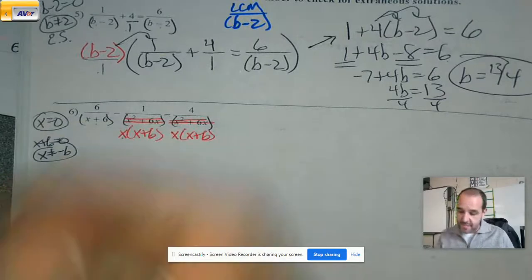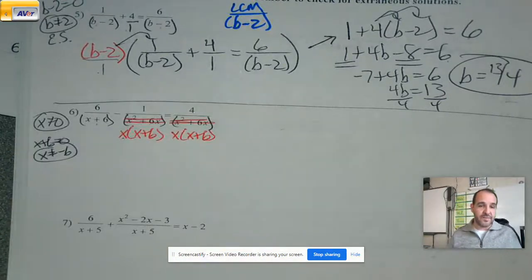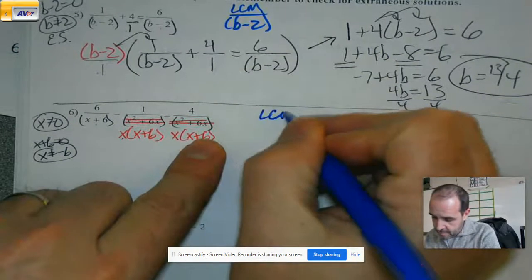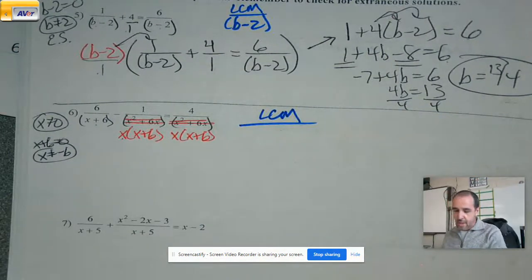So x can't be 0. x can't be negative 6. So if those are one of the answers I get, it doesn't work. Okay, I've got that in the back of my mind as I start this problem up. So then my next issue is to find my least common multiple. Let me get my help sheet back out.